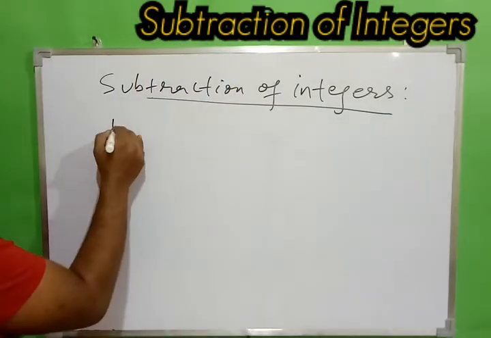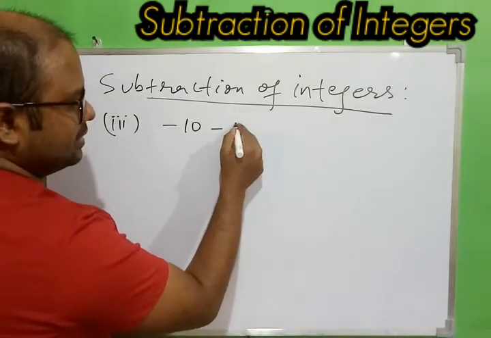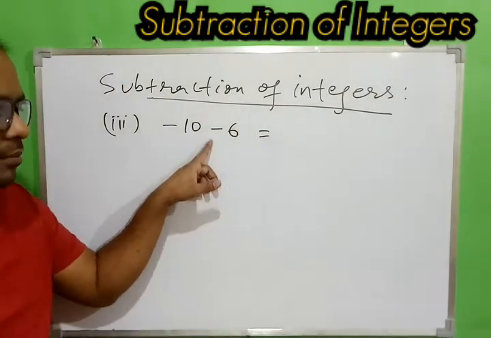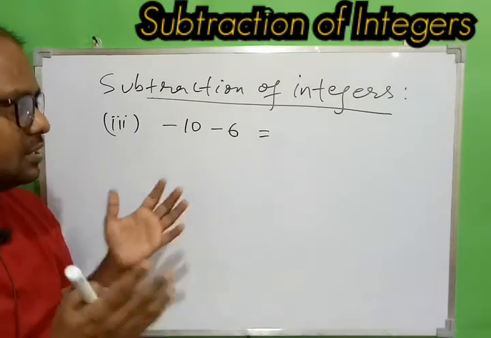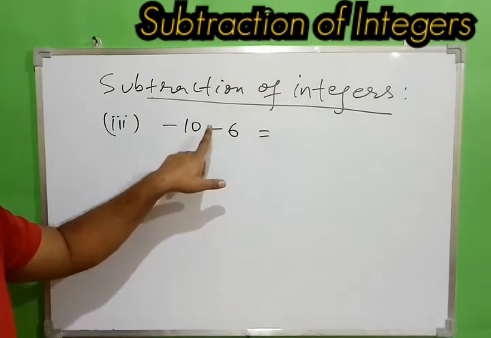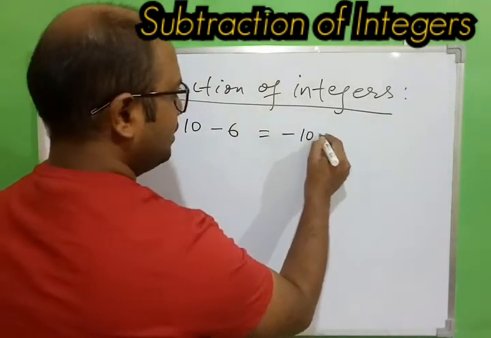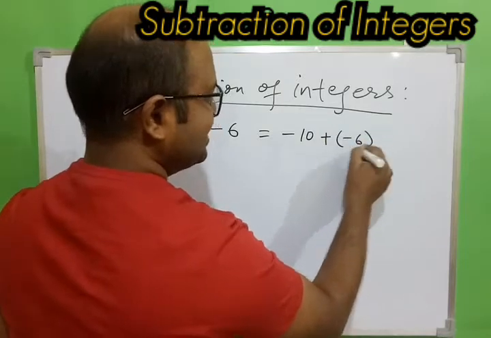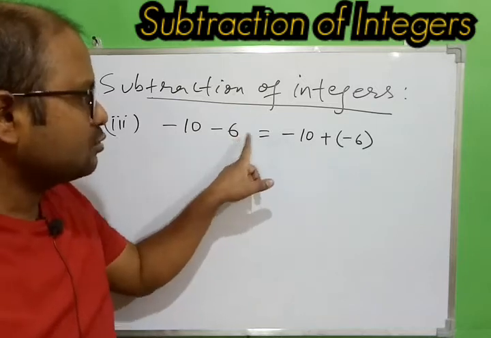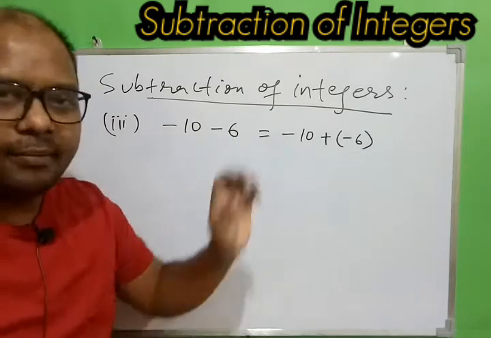So let's take number 3. That is minus 10 minus 6. Now again here we have a subtraction sign, but we have to convert this into addition, and we'll see what is to be done. So here again what is to be done? In place of 6 we have to take minus 6, and this subtraction should be replaced by addition. So what can be written here? Minus 10 plus minus 6. We have replaced this minus by plus and 6 with minus 6. That is, we have taken the additive inverse of 6, which is minus 6.